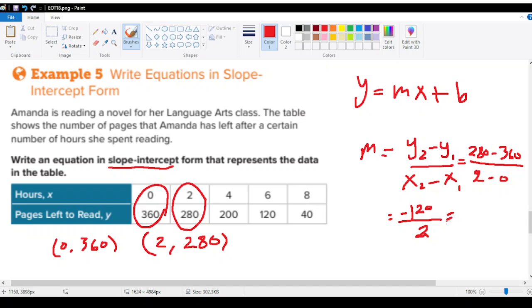120 over 2. Just put the 0, then divide. 12 divided by 2 is 6, so it gives 60. So minus 60. This is what? This is the M.